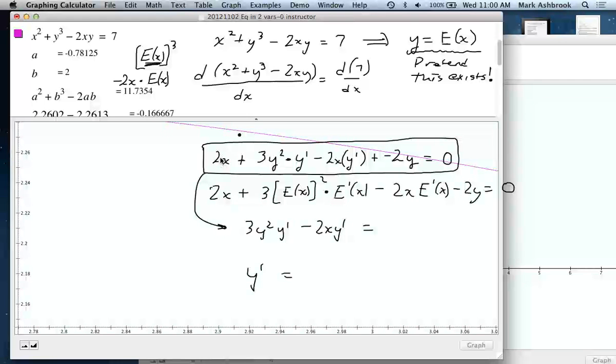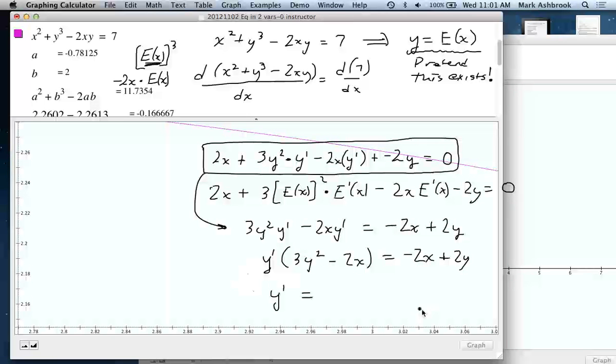So we're going to move this one. It doesn't have a y prime, so it's going to head over here: minus 2x. Similarly, the minus 2y, move it from the left to the right. So we're one step away. What do we want to do to isolate y prime here? Factor it out, right? Last step, divide by that.